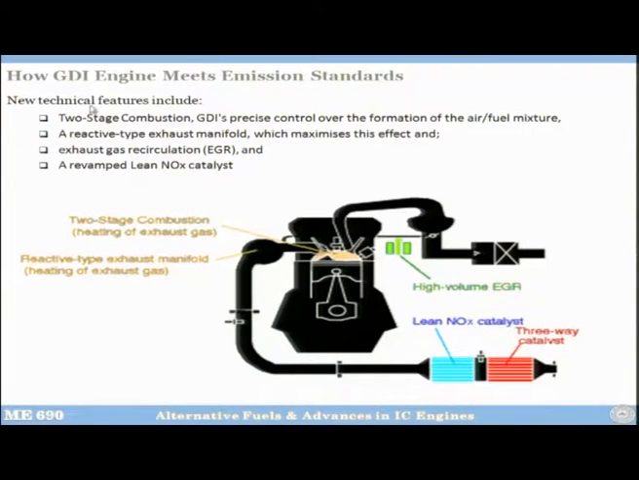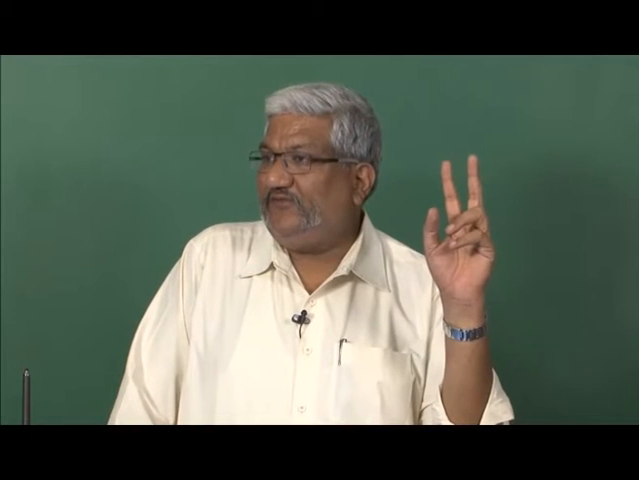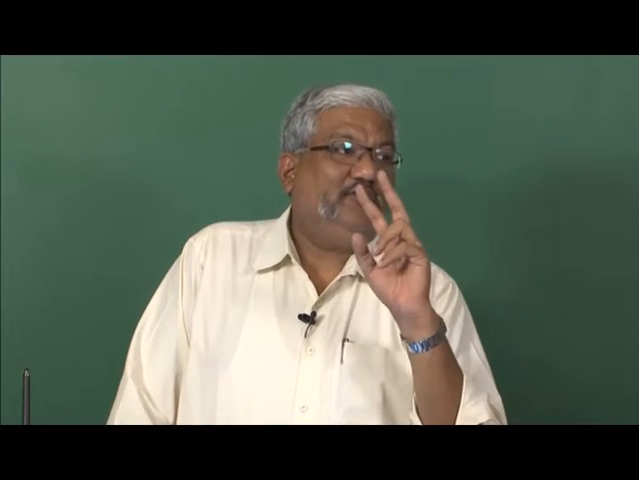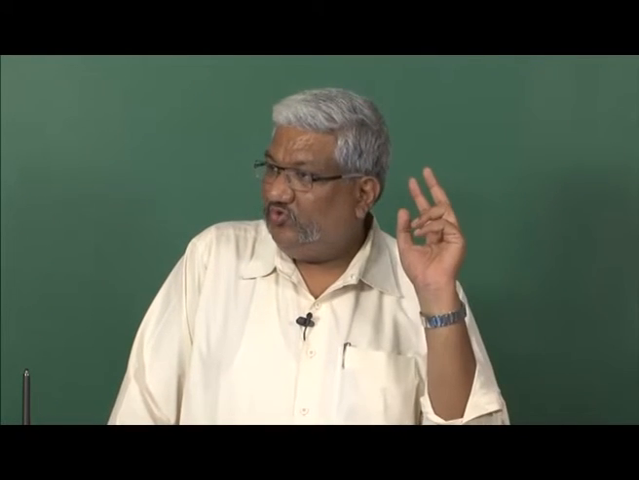So I told you how the GDI engine is going to meet even the most stringent emission norms. First is the two-stage combustion. Now don't get confused, there are several twos here. The first was two combustion modes, stratified and homogeneous, one at part load, the other at full load and mixing. So what was it for? One for suppressing the knocking and also for suppressing the soot formation.